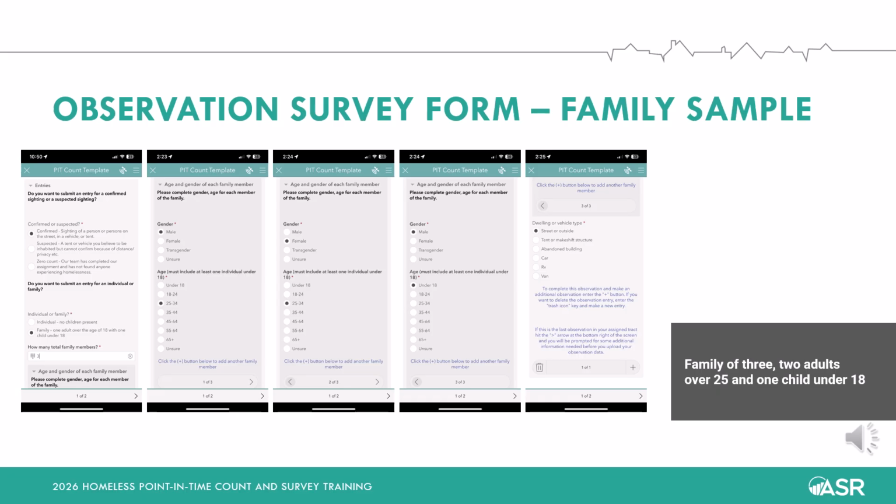Under how many total family members, you would type in the number 3. Under age, you would start with the first person and bubble in their age. After bubbling in the first person, below the section age, there is a forward-pointing arrow with a 1 of 3 to the left of it. You would press this arrow and again bubble in the age of the next person. After bubbling in the second person, you would press the forward arrow again to move on to the third person.